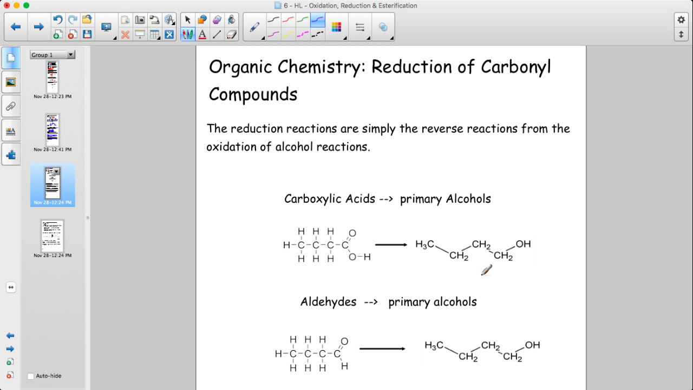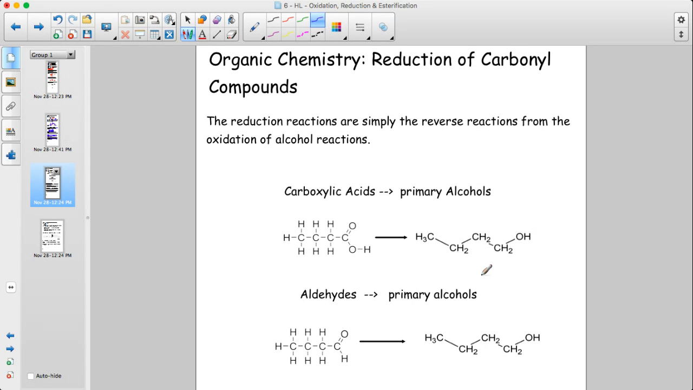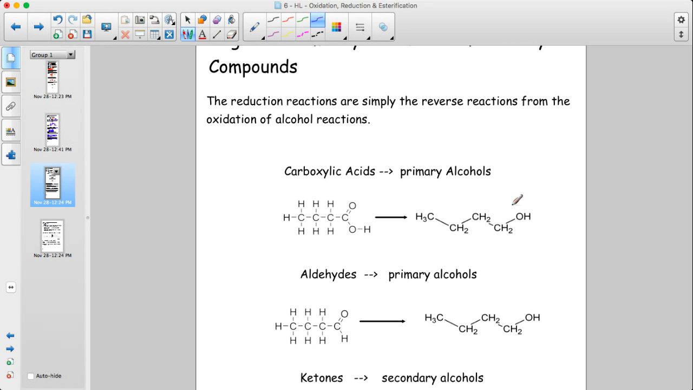So the reduction reactions that you need to know, this is just for HL organic chemistry. We already learned one reduction reaction that had to do with nitrobenzene being turned into phenylamine, which was a two-step process in the benzene lecture. But now we're going to look at the reduction of carbonyl compounds. Essentially, this is the reverse of the oxidation of alcohol reactions.